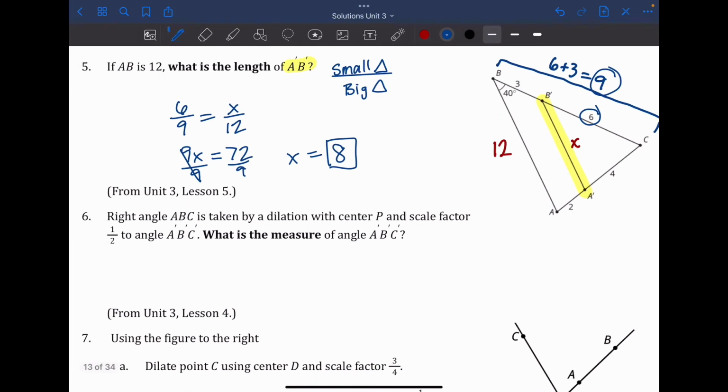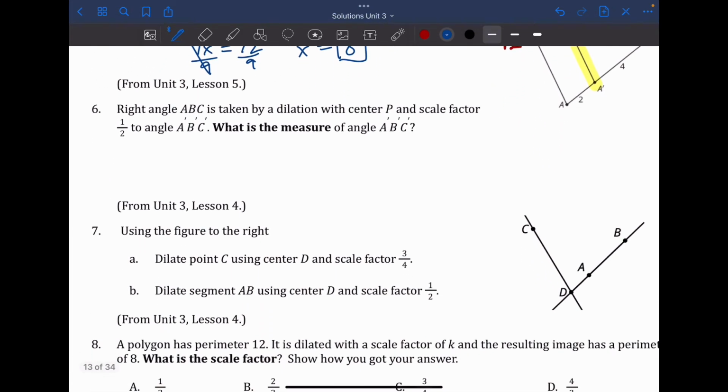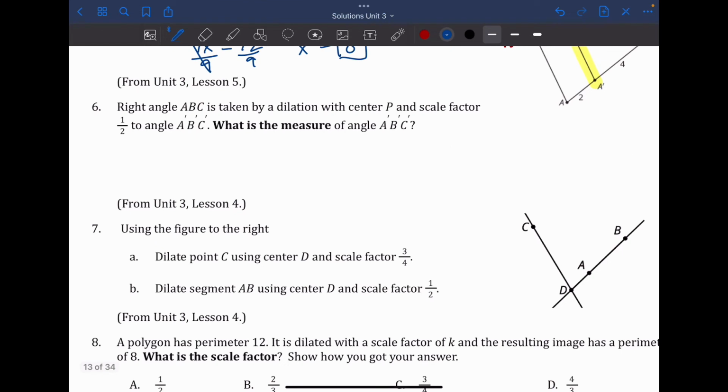That brings us down to question 6 right here. A right angle ABC is taken by a dilation with center P and scale factor 1/2 to angle A prime, B prime, C prime. What is the measure of A prime, B prime, C prime? Well, you can't fool me. You were just talking about a dilation. This is 90 degrees.